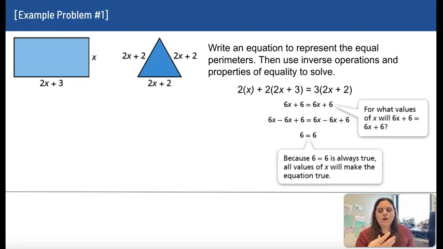Because 6 will always be equal to 6, it really doesn't matter what I put in for x. No matter what I put in for x, this equation is always going to be true. So no matter what value x is, the perimeters will always be the exact same. Doesn't matter what I put in for x, it's always the exact same. So this is an example of an equation with what we call infinitely many solutions.